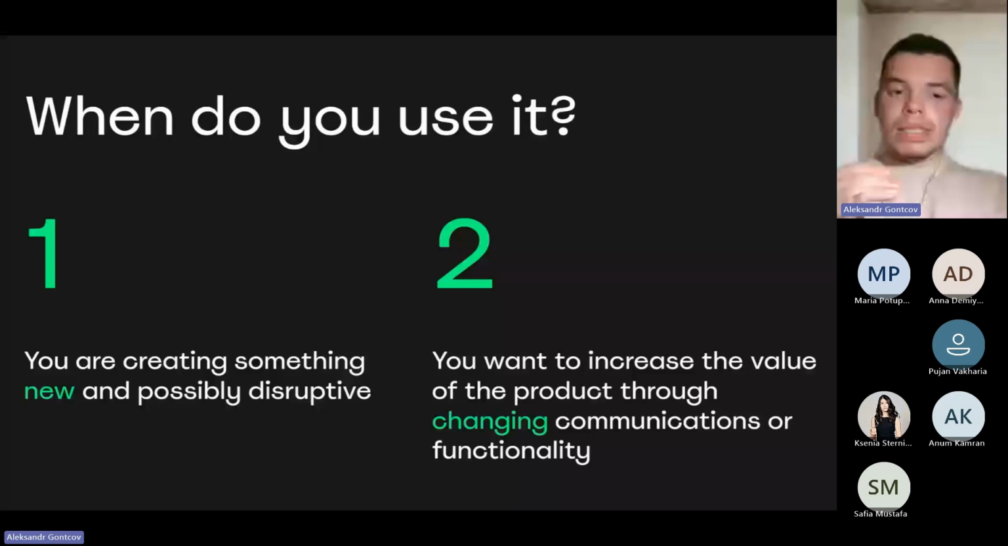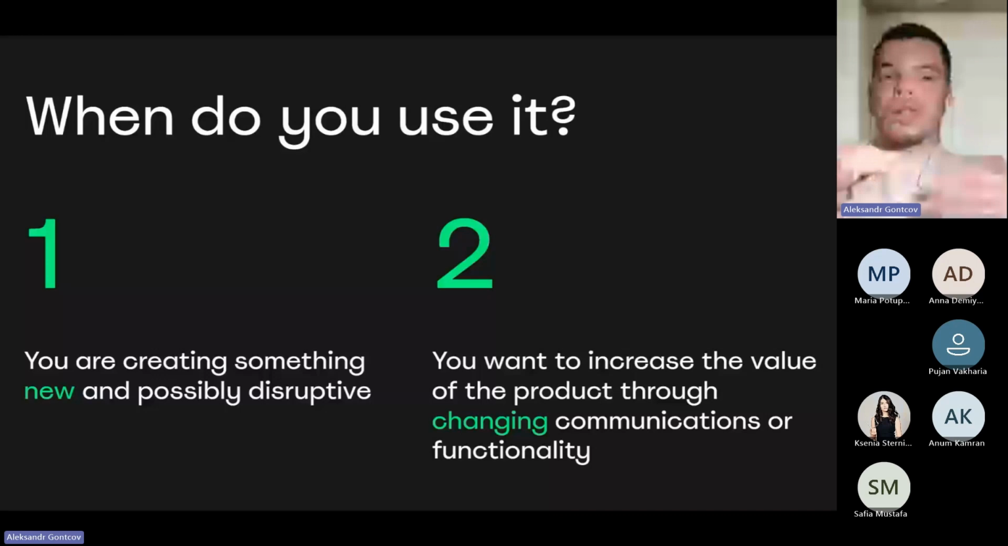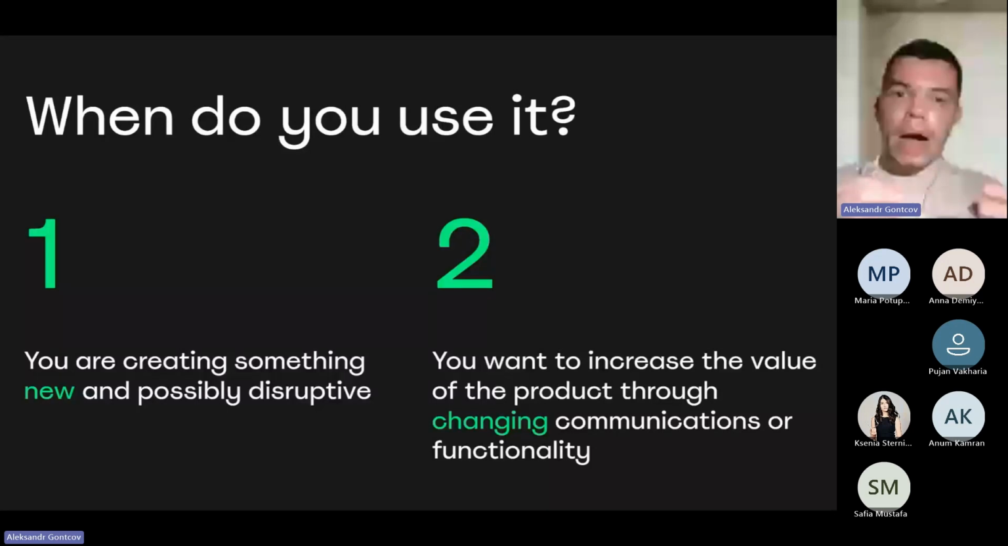Another situation is when you want to increase the value of your product through changing communications or functionality or any fundamental part of the product. Again, it's about changing and it's about introducing something new.